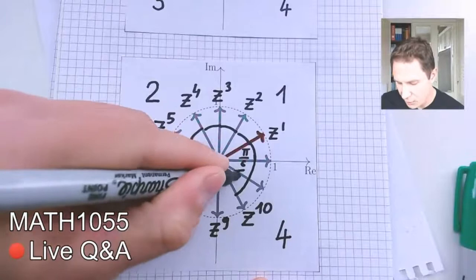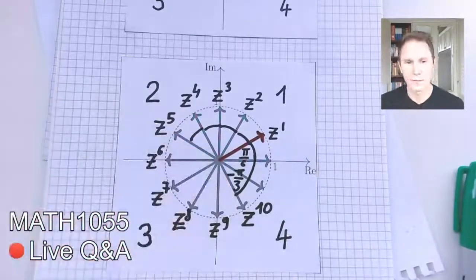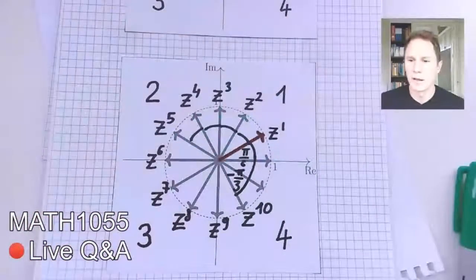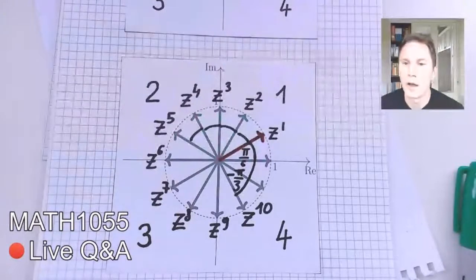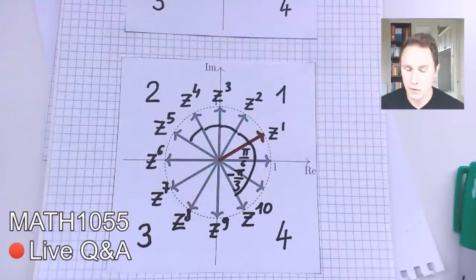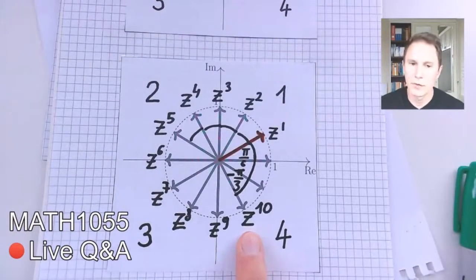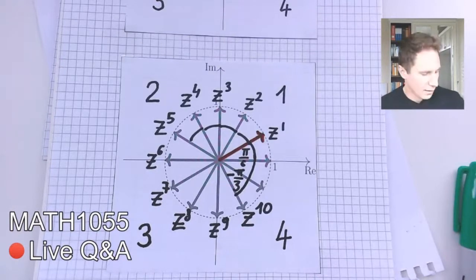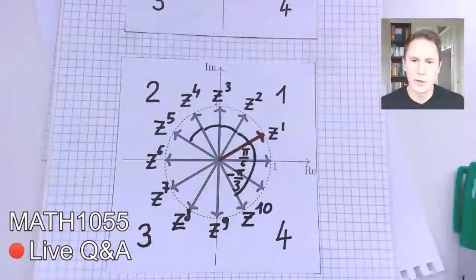or minus pi/3 radians. So this way, by applying de Moivre's theorem, you could easily figure out which quadrant this number ends up in. Okay, so I hope you enjoyed solving these questions.